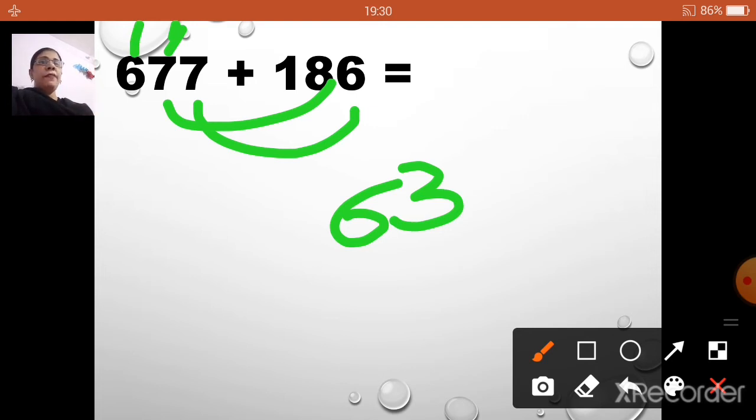Now 6 plus 1 will be 7. Now to that 7 I will add this 1. So what is the answer? 7 plus 1 will be 8. So when I add 677 plus 186, I get my answer 863.